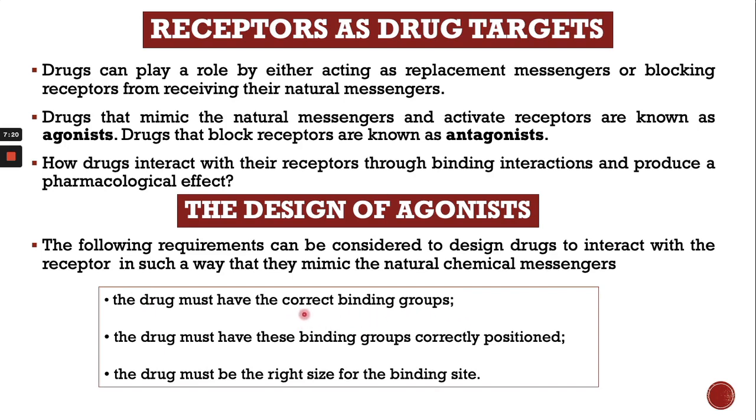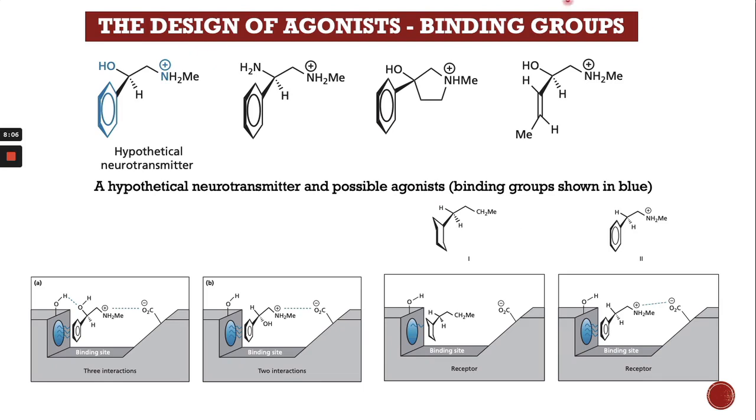Binding groups judge how strongly the molecule binds with the receptor, right? The second thing is that the drug must have these binding groups correctly positioned. The position of the drug groups should be defined correctly, and the drug must have the right size for the binding site. So these are the three main features the drug should have to help the molecule bind strongly to the receptor. One by one, we will see them. Number one is the binding group.